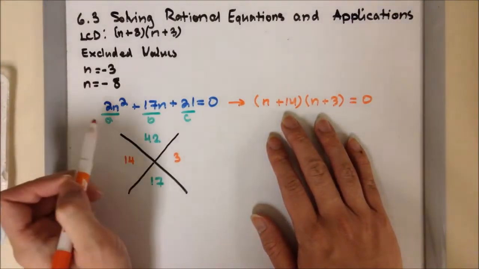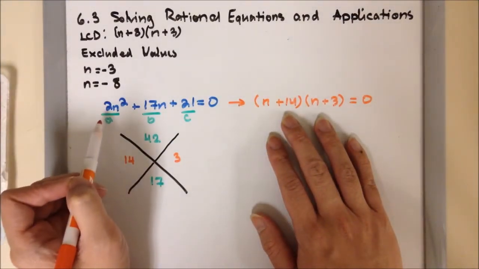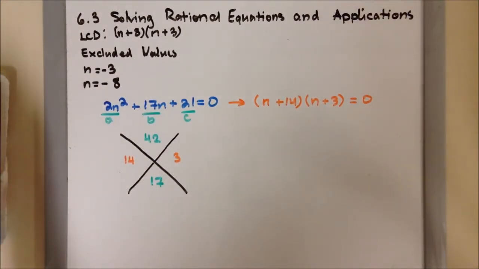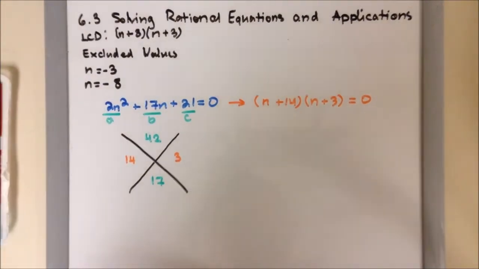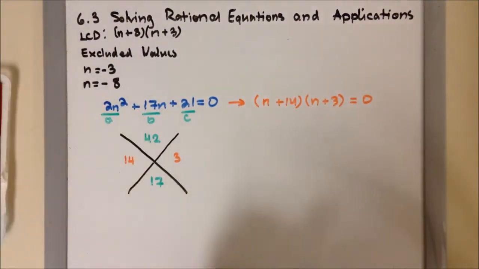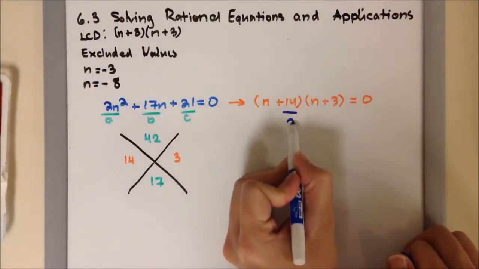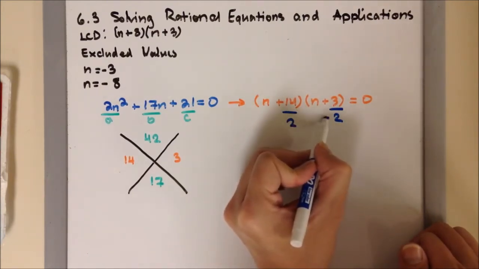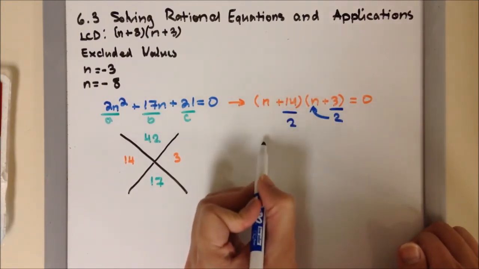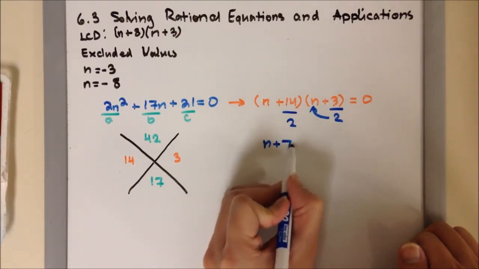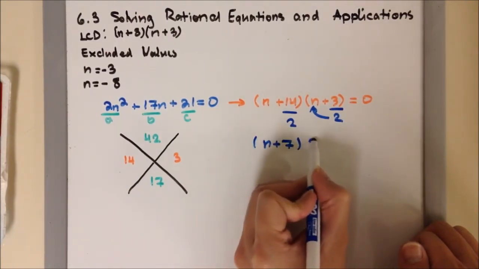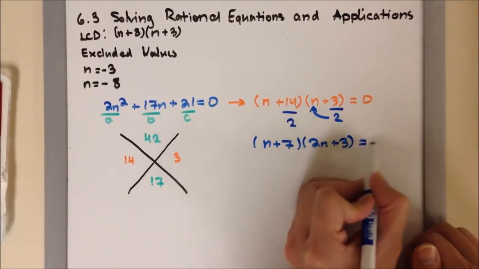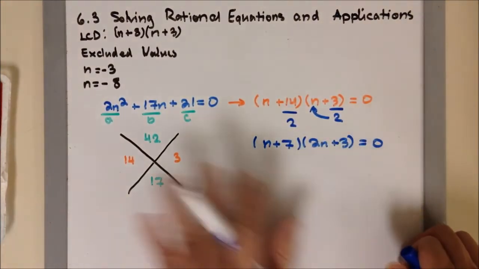The reason is my A value was not positive 1. Since my A value was not positive 1, that means I need to do an extra step. Divide by our A value. So this one I can divide, this one I cannot. So this one will be n plus 7 times 2n plus 3 equal to 0. Now when you FOIL, it should match with that.